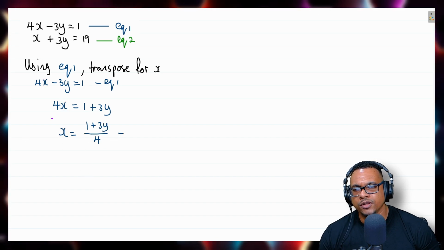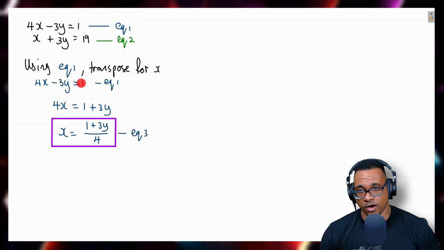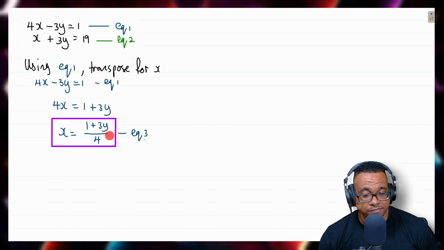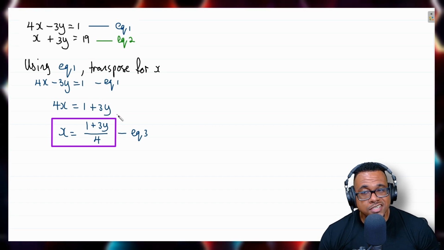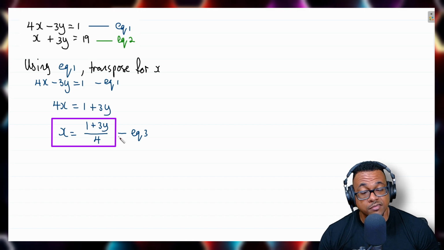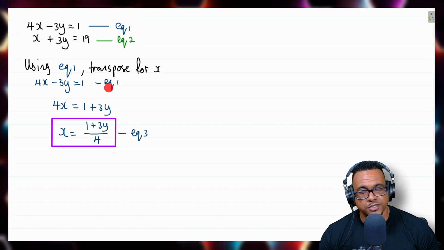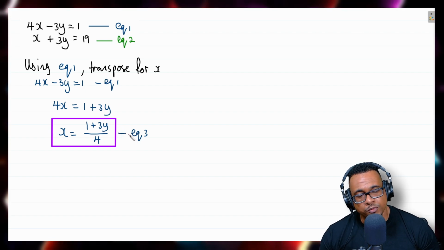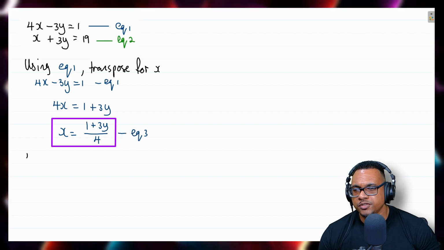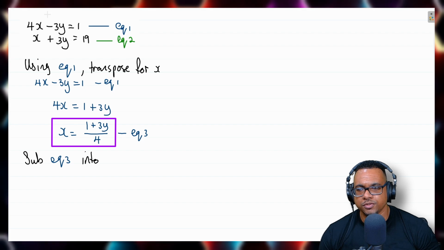And now this you'll call equation 3. Now, equation 1 looks different from equation 3. But I used equation 1 to form equation 3. So essentially, equation 1 and equation 3 are the same, they're just in a different form. Therefore, I cannot substitute equation 3 back into equation 1 because these two are the same. So equation 3 has to go into the other one, which is equation 2. So I'm going to use the word sub for substitute. So sub equation 3 into equation 2.